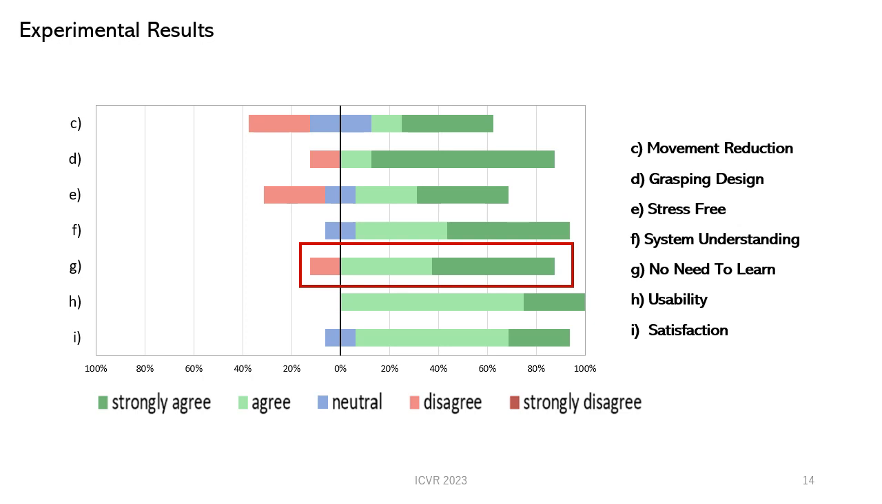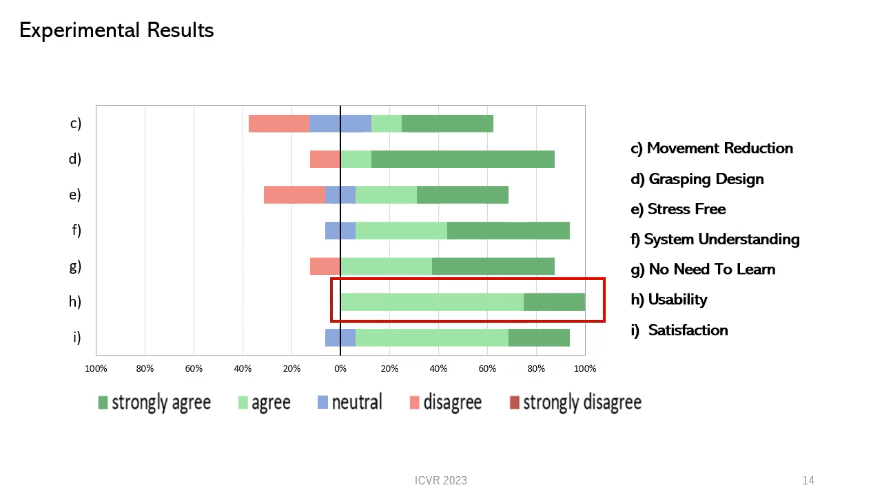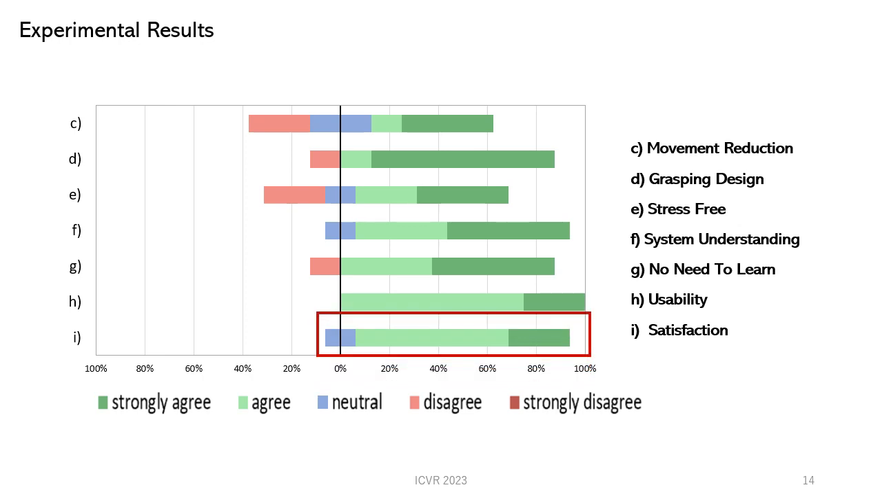This may be because there were many physical buttons, such as a button to draw lines, change the viewpoint, and change the color. Regarding question H, the system was well received by all subjects. Regarding question I, most of the subjects were generally satisfied with the system.